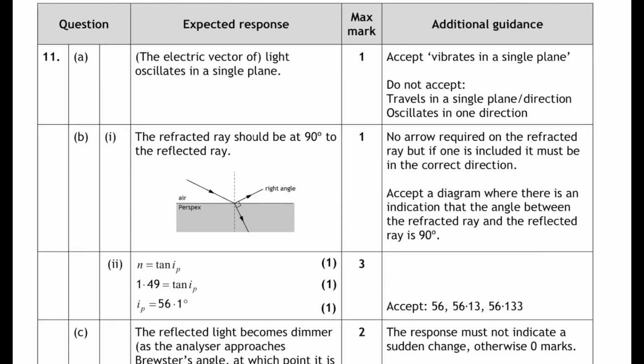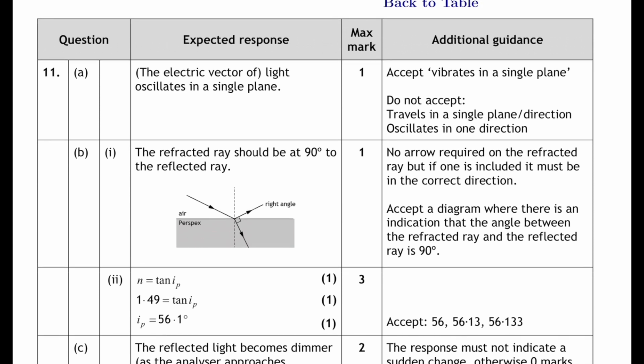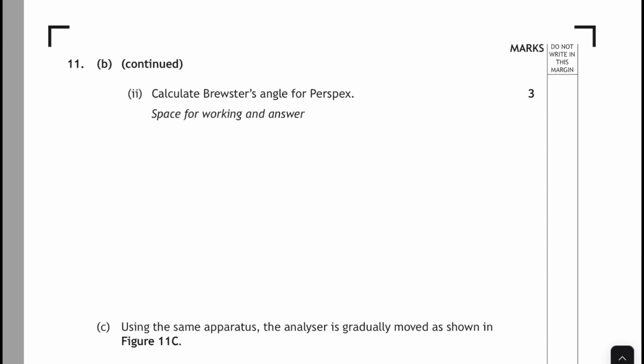Well, let's have a look at the marking instructions. So for part A, remember you've got to say the light's oscillating in a single plane. And for part B, then the refracted ray is at 90 degrees to the reflected ray. Just 1 mark each for both of them. Okay, 11 part B, part 2.